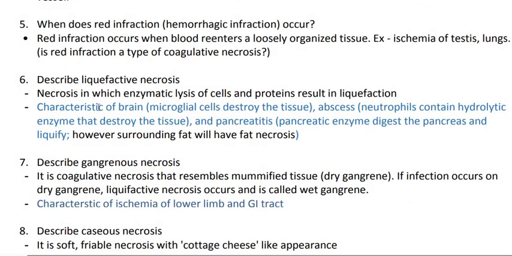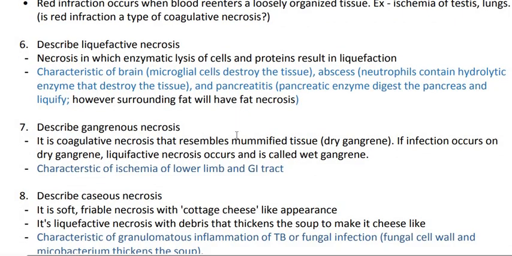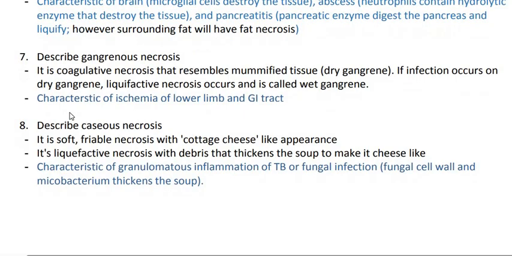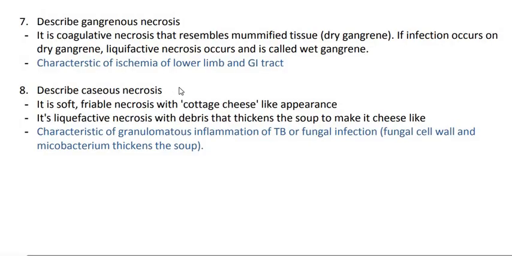Liquefactive necrosis is necrosis in which enzymatic lysis of cells and protein results in liquefaction. It is characterized by the brain, where microglial cells destroy the tissue; abscess, where neutrophils containing hydrolytic enzymes destroy the tissue; and pancreatitis, where pancreatic enzymes digest and liquefy the pancreas, with surrounding fat necrosis. Gangrenous necrosis is coagulative necrosis resembling mummified tissue, called dry gangrene. If infection occurs on dry gangrene, liquefactive necrosis occurs, called wet gangrene, characterized by ischemia of the lower limb and GI tract.